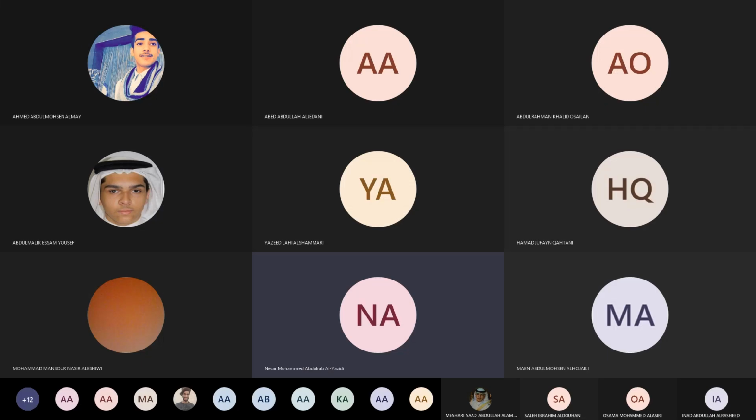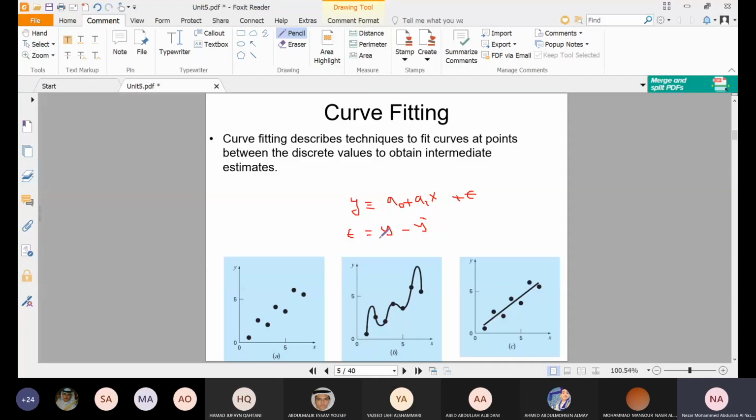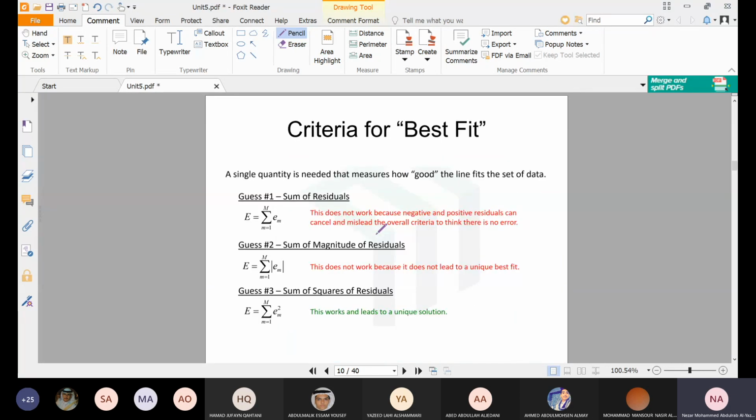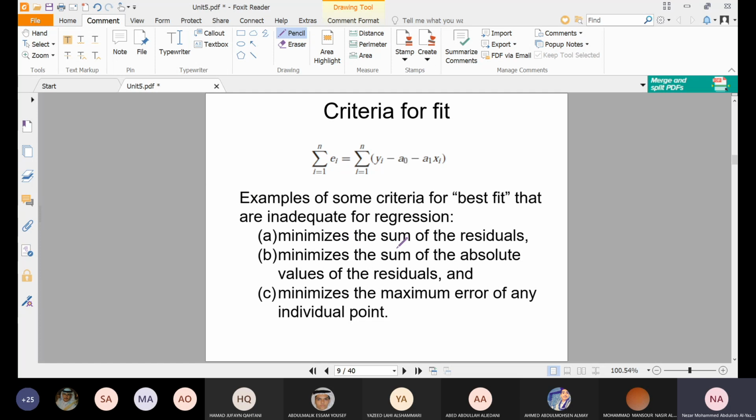So this is the error. It's the difference between the measurement, or our observation that we can see, and the model that we design. In this case, how do we have different cases to measure this error? We discussed this in the previous lecture. We minimize the sum of the errors.